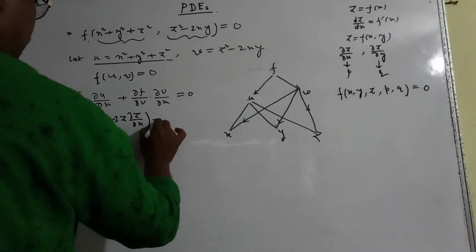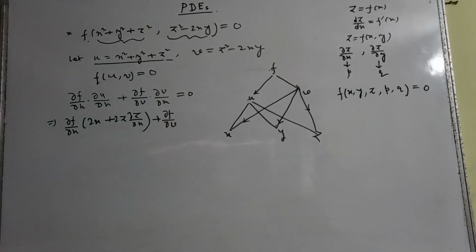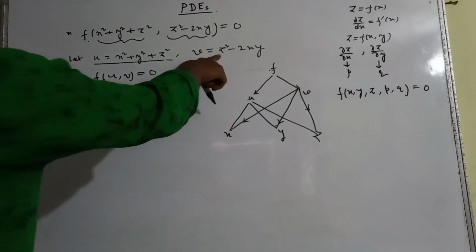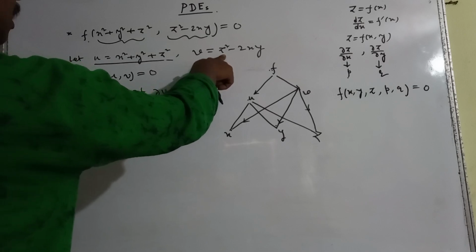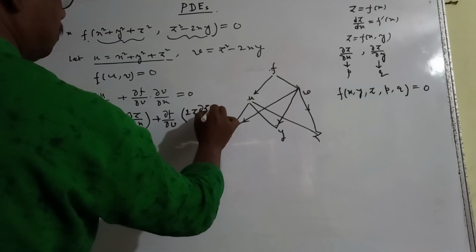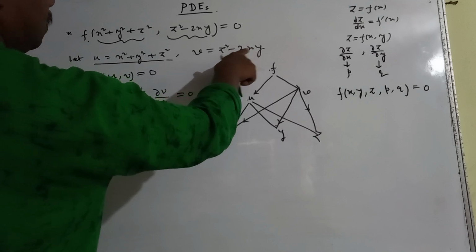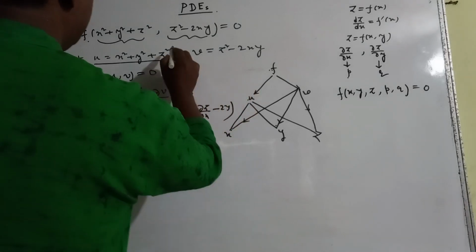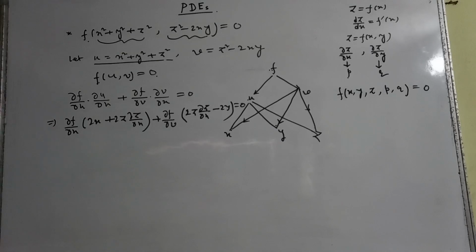Next step we write p. And del f del v into del v del x. Del v del x means z square; z is a function of x and y. So it will be 2z p minus, partially with respect to x, derivative of x is 1 and 2, y constant, minus 2y equal to 0. So this is the partial derivative with respect to x.